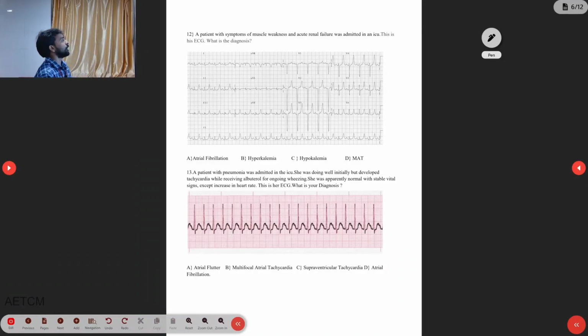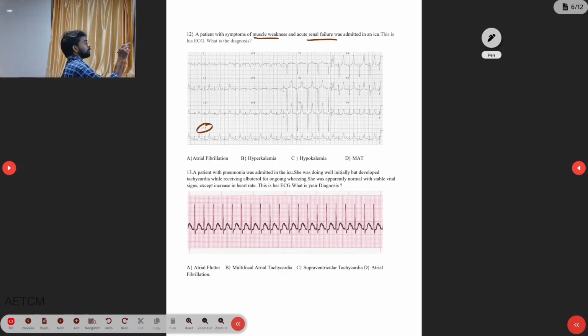Then 12th question: a patient with symptoms of muscle weakness and acute renal failure was admitted in an ICU. This is his ECG. What is the diagnosis? As usual, you take the lead 2 as a rhythm strip. The options: first option is atrial fibrillation, second option is hyperkalemia, third option C is hypokalemia, option D is multifocal atrial tachycardia.